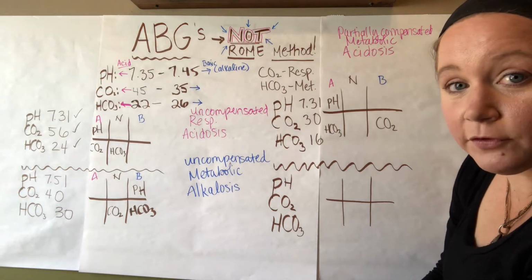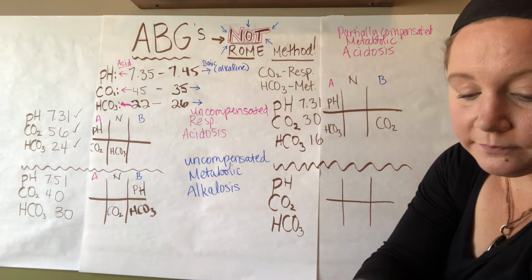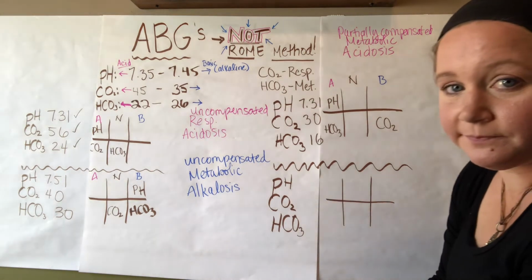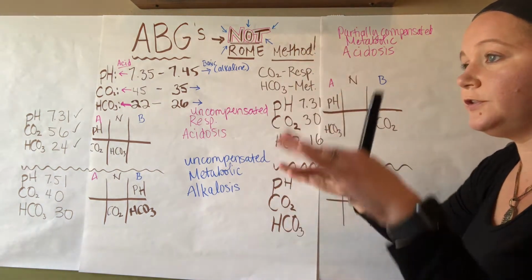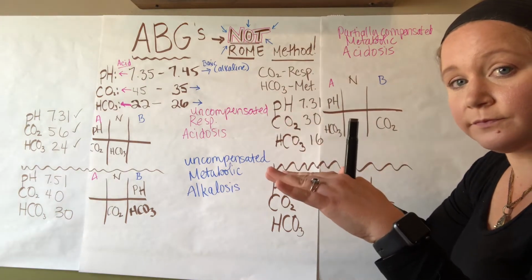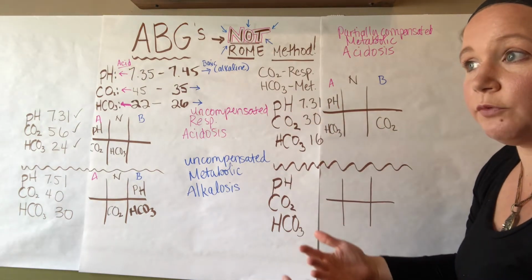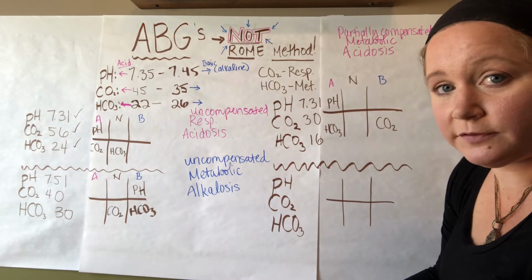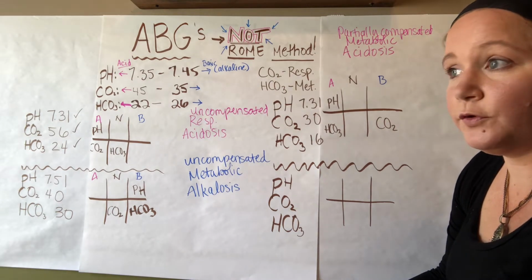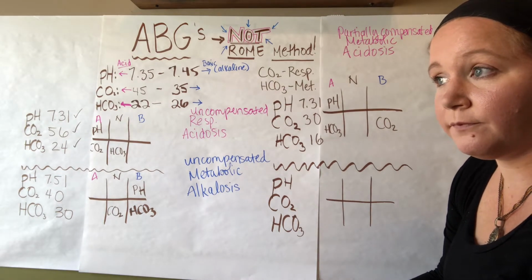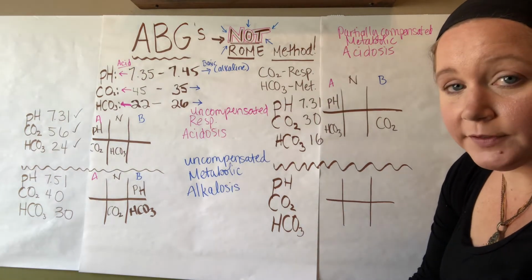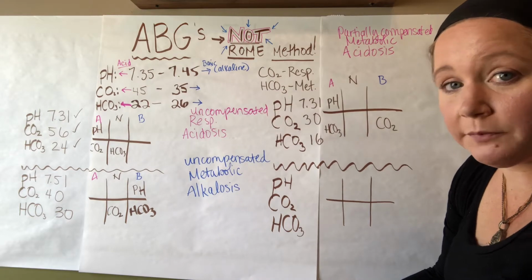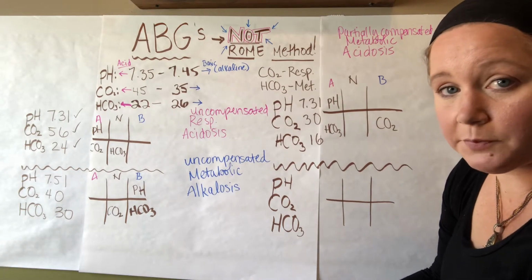All right, let's talk about full compensation. Full compensation means your body has done enough to equalize you back out. So your pH will always be normal with full compensation. Your CO2 and your bicarb, if all three values are normal, it's just normal. If your pH is normal and something else is not normal, you have to call it fully compensated.